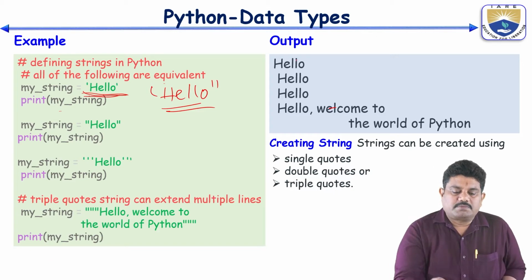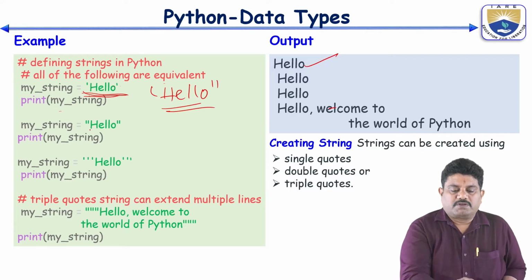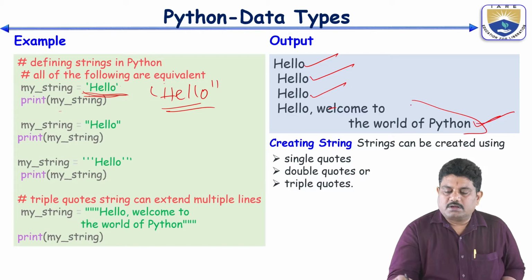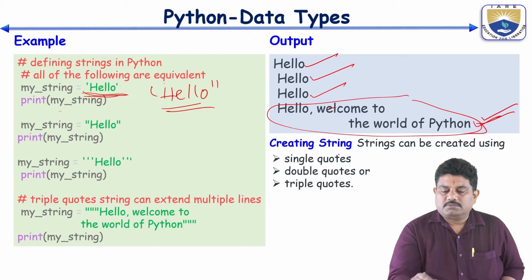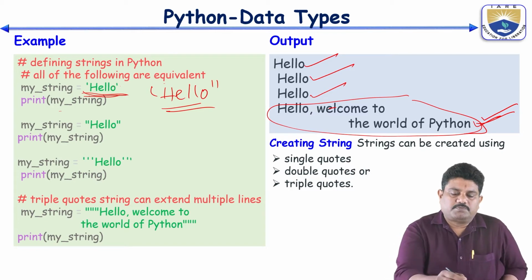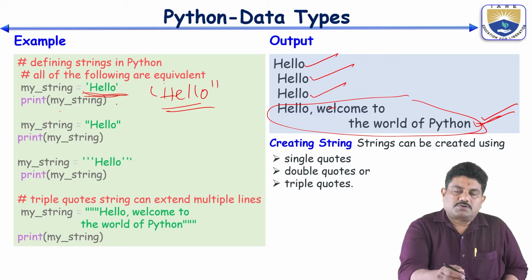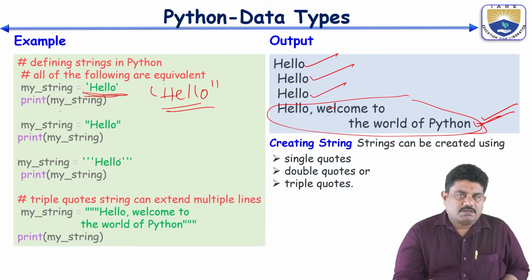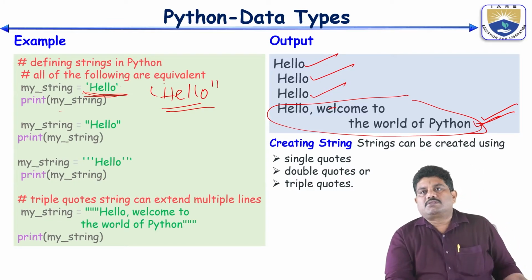See the output, how it is coming. In the first case, my string hello in single quotes, this one is the output. Hello in double quotes, this one is the output. Hello in triple quotes, this one is the output. Hello in triple quotes for extended lines, this one is the output. This is how all are the same. There is no difference between the three hellos. Hello in single quotes, hello in double quotes, hello in triple quotes, there is no difference. All are strings. These three are considered the same strings. So there is no difference.